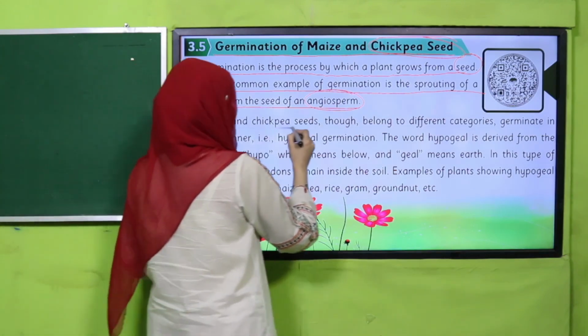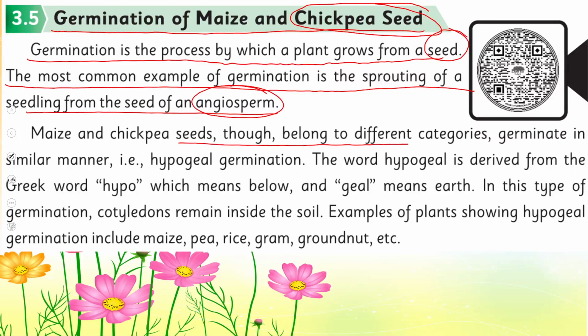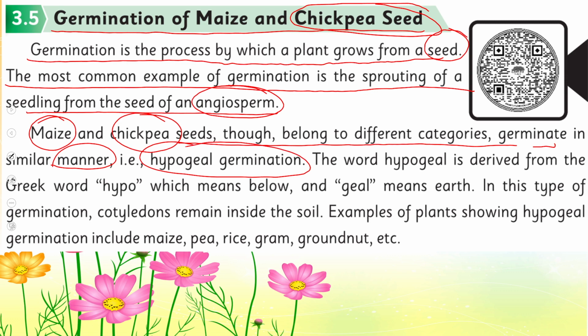Maize and chickpea seeds, though belong to different categories, germinate in similar manner. So, my dear students, maize is monocot and chickpea is dicot, but still they germinate in the same manner which is called hypogel germination. That is, in both of these, hypogel germination occurs.